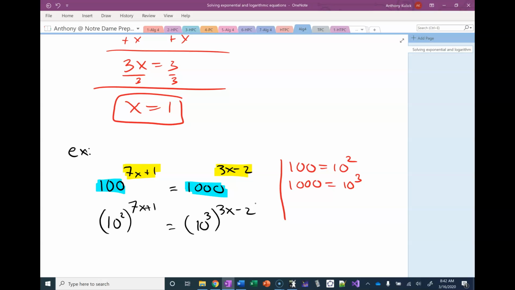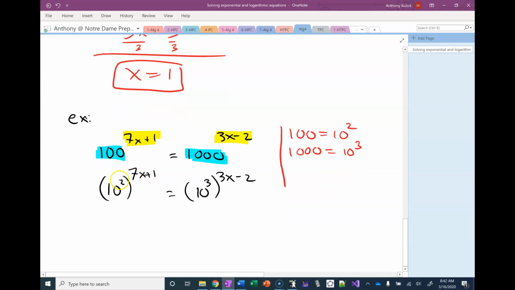Now remember, when I have an exponent of an exponent, like we do in this situation, we multiply them. So 2 times 7 is 14x, and then 2 times 1 is 2. And similar on the other side, so 3 times 3x is 9x, and 3 times negative 2 is negative 6.